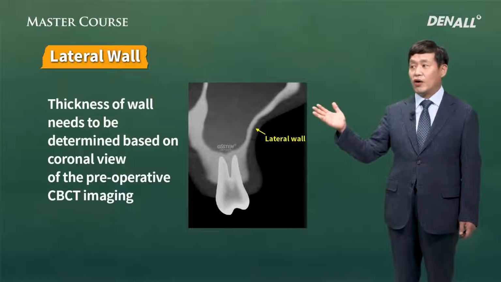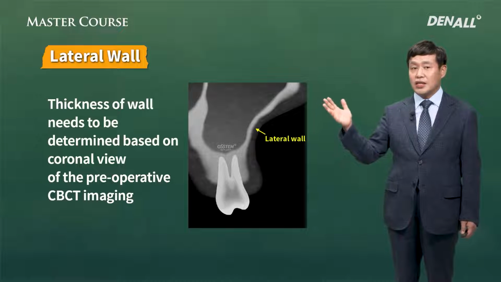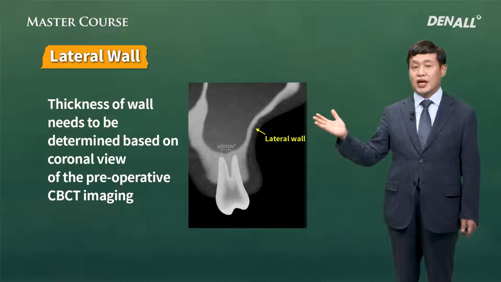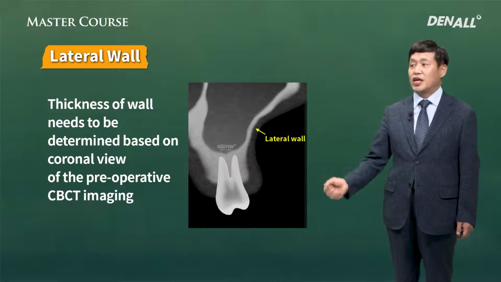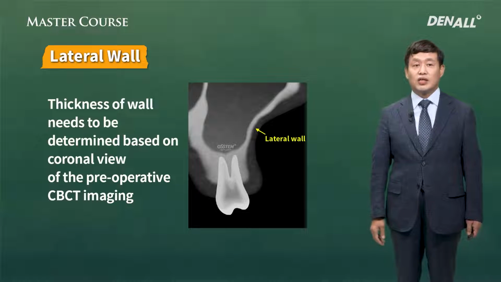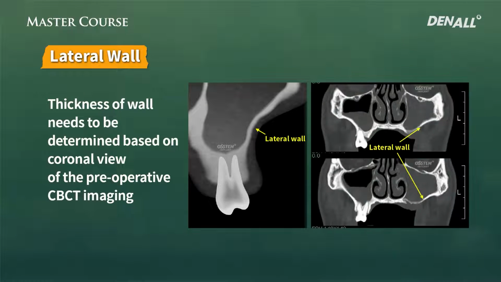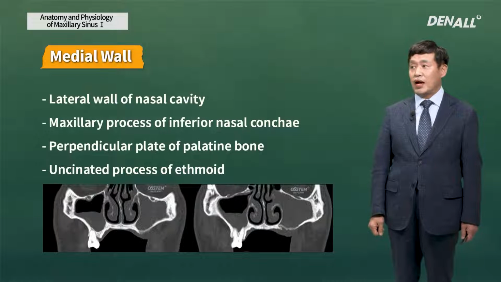So, in the lateral wall, the thickness of the wall needs to be determined based on the coronal view of the preoperative CBCT imaging. We need to accurately, in advance, estimate the thickness of the lateral wall.